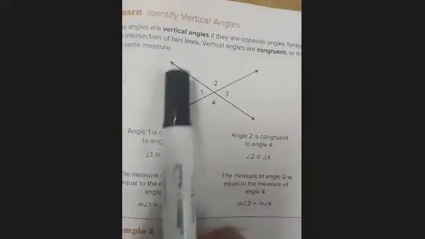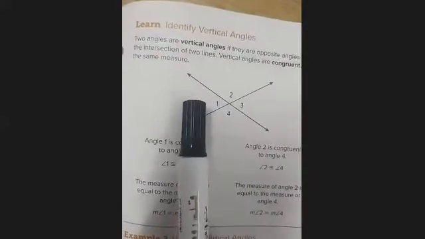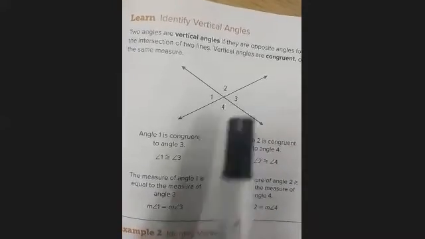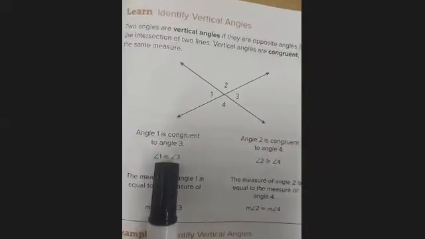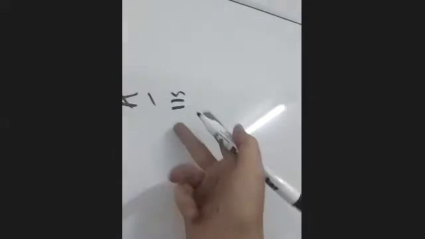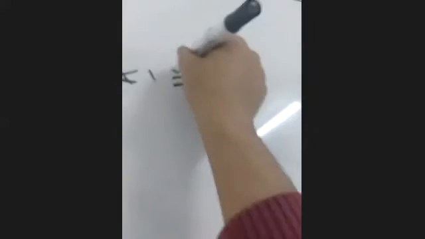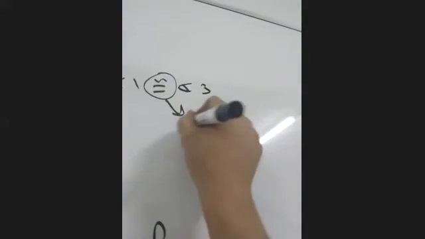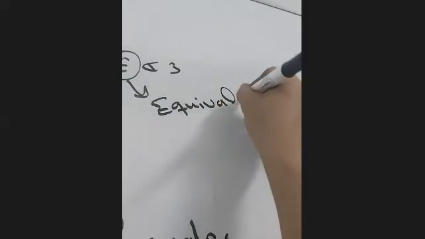Now, let's go to the book here. Look here, guys. Now, 1 is vertical with 3, right? What they wrote here, angle 1, this sign here between 1 and 3, means equivalent. They wrote something like this, angle 1, something like this, angle 3. This symbol means equivalent. Equivalent means they have the same measurement, same or equal.